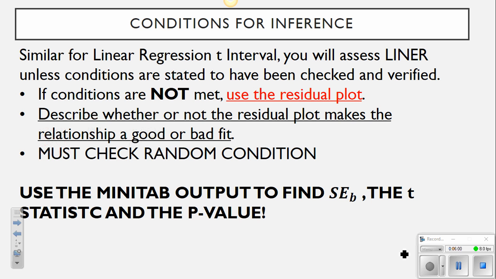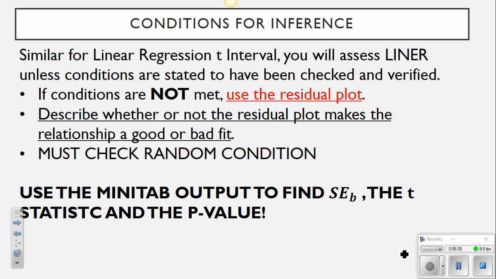All right, here are the conditions. This is generally stated for you down there. You're going to follow LINER. You guys remember LINER from yesterday? L is linear. I is independent. N is normality. E is the tricky one, equal variance: the same number of residuals above and below the x-axis. R is random. So that's on your t-interval notes. I would look over that. You guys need to know that.